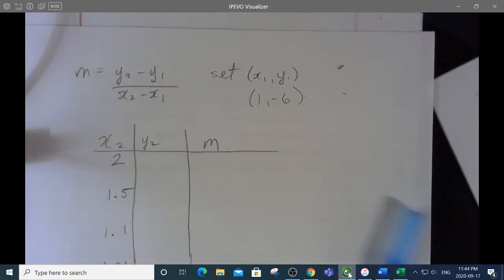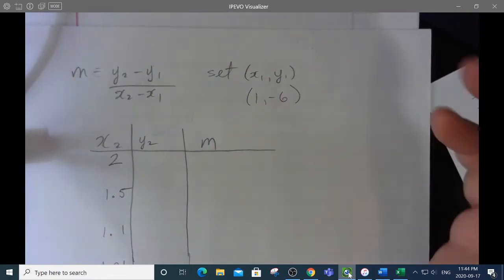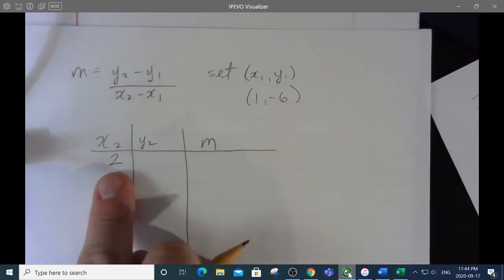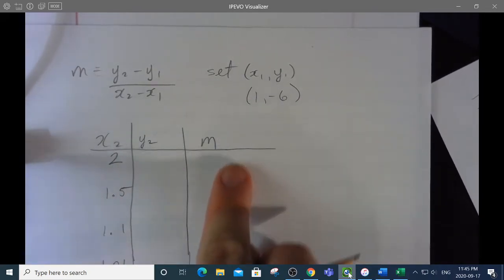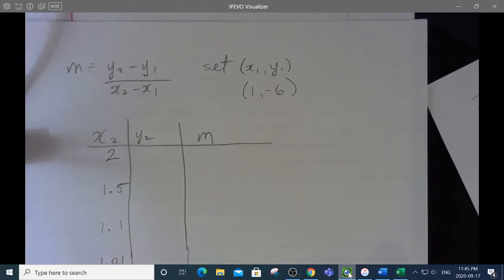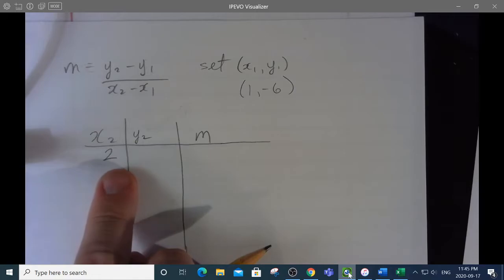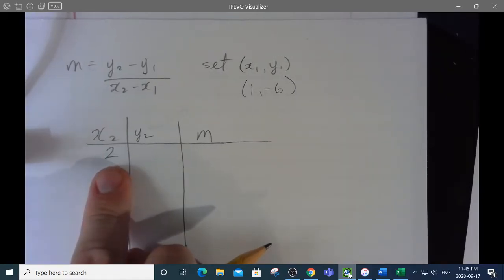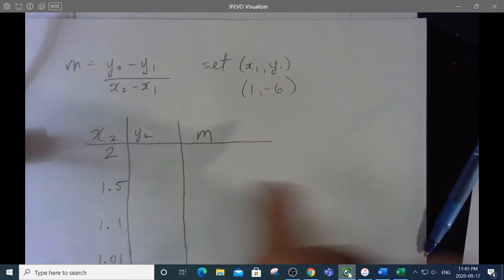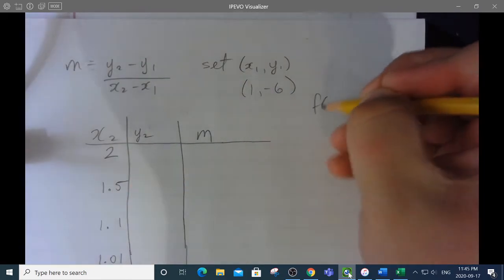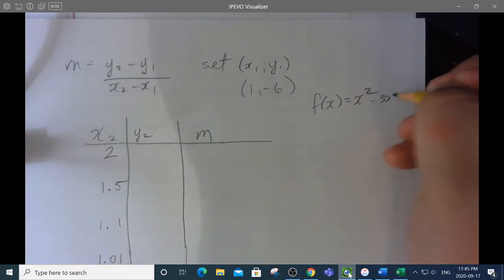I'm going to set one coordinate as 1, negative 6. The other coordinates are going to depend on how close I want to get. And I'm going to see if there's a pattern in the slopes as I get closer and closer. So first of all, let's try a slope where the other point is where x is 2. So if x is 2, the first thing I have to do is find f of 2. I guess I should write the actual function down so that I remember what it is. What is it again? X squared minus 3x minus 4.